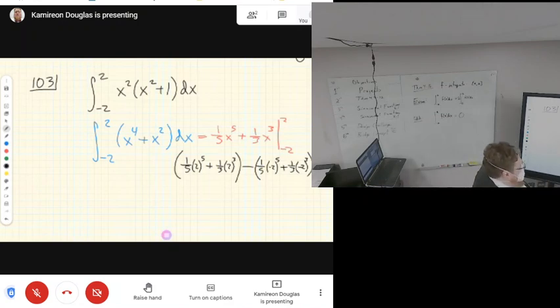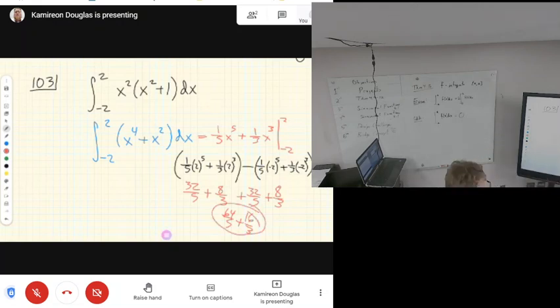Okay. 2 to the 5th times 1/5 will be 32 over 5, plus 8/3. Now, let's fix this set over here. -2 to the 5th is -32 times 1/5, and then the negative sign will turn into a positive 32 over 5. -2 to the 3rd, that's 1/3, negative of that. So we end up with this rather annoying fraction, 64 over 5 plus 16 over 3. I'm not going to bother. Good enough for me.